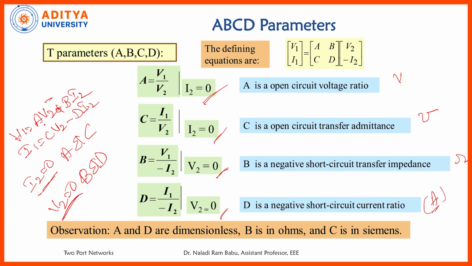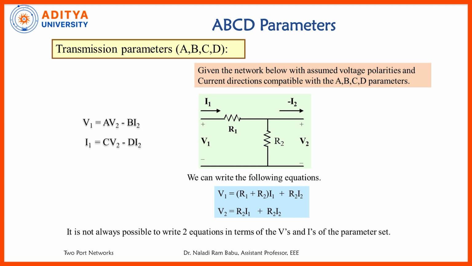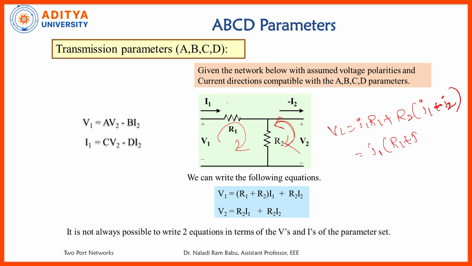Now, let us go in detail. In the given circuit, if we take a simple series and parallel R1 R2 circuit, we need to find out the ABCD parameter values. For that, I am simply writing the KVL equations. V1 is equal to I1 R1 plus R2 into I1 plus I2. Therefore, V1 equals I1 into R1 plus R2 plus I2 R2.